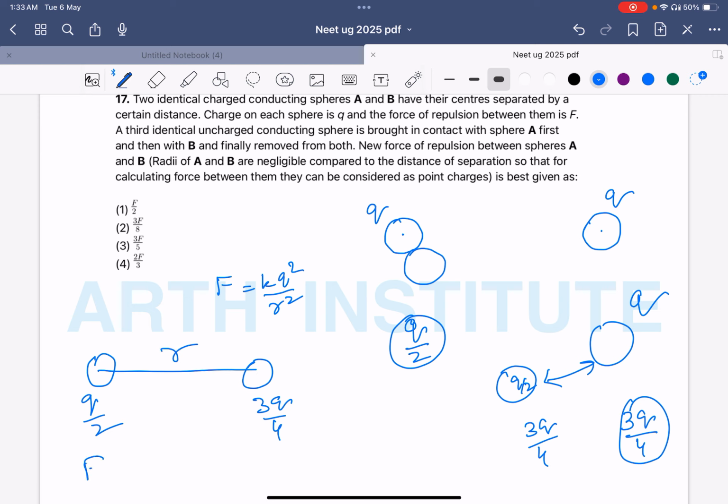तो अब की बार जो फोर्स हो जाएगी वो कितनी हो जाएगी, बिकॉज फोर्स इज प्रोपोर्शनल टू प्रोडक्ट ऑफ द चार्जेस and inversely proportional to square of distance between them. So this is k into 3q square by 8 r square. So this is 3 by 8 times the old force. So 3 by 8 F. So the correct answer is second. This is a simple question.